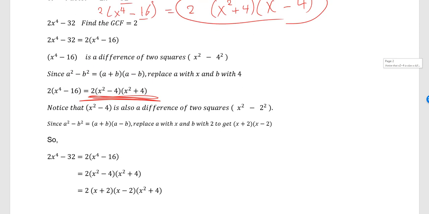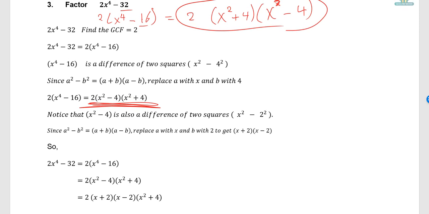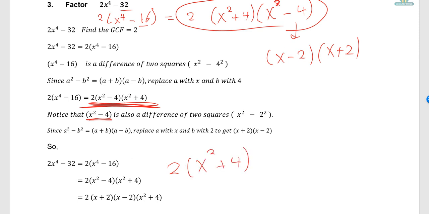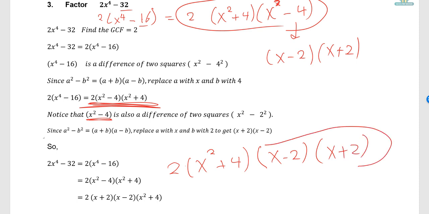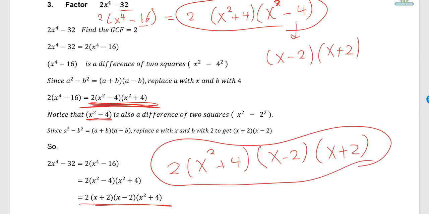However, when you look into each one of these, notice that x squared minus 4 is also a difference of two squares, right? So this is going to give us x minus 2 times x plus 2. So the final result is 2 times x squared plus 4, which can't be factored out any further, but then x minus 2 and x plus 2. Okay, which is exactly what we have down here.